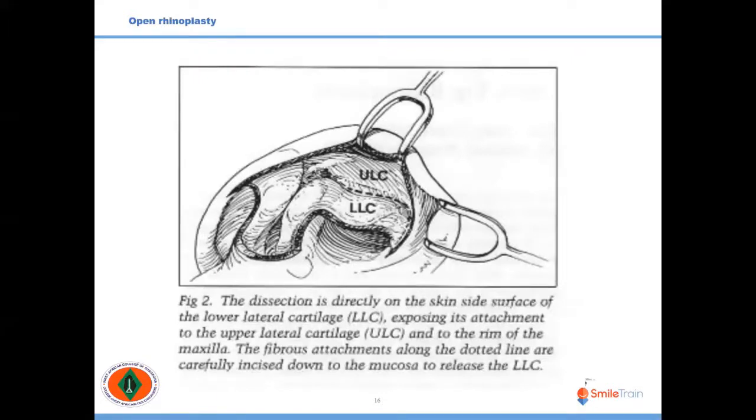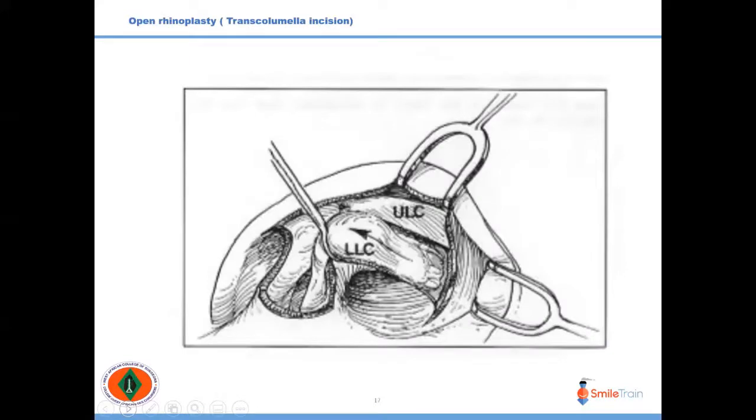In open rhinoplasty, it's the typical rhinoplasty that we know, where there's a transcolumellar incision which joins two alar rim incisions to expose the whole tip of the nose. Then this allows you to reposition the cartilage and secure it in the new position with sutures. This diagram shows what I just described.